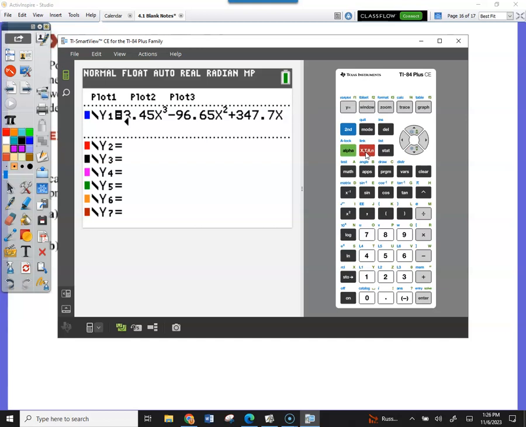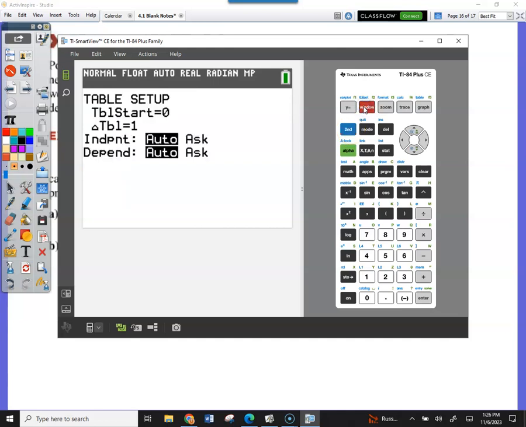You're going to type it in, and you're going to go to second table set. You're going to tell the calculator, hey, start at 0, and then this triangle means change in, which means how do you want me to count? You want me to count by ones? We want it to count by 0.5 so we can see those half marks. And then you can leave this on auto. Auto means it's going to just generate the whole running list instead of you having to type it in.